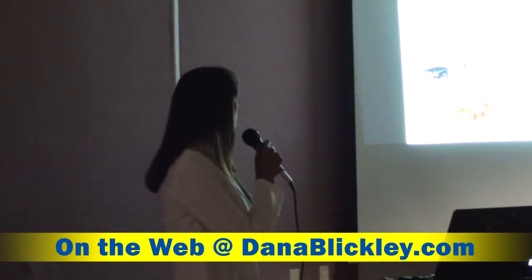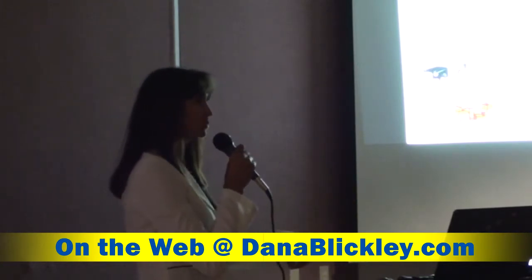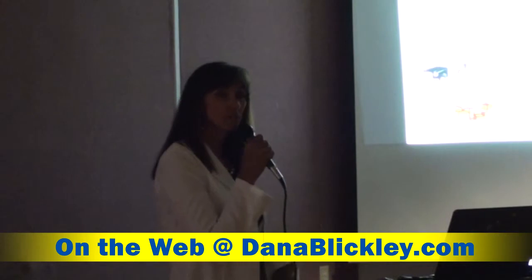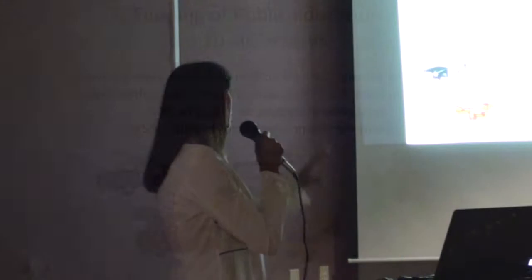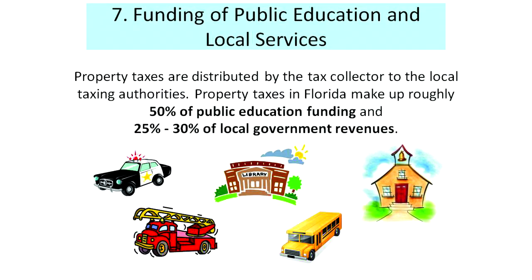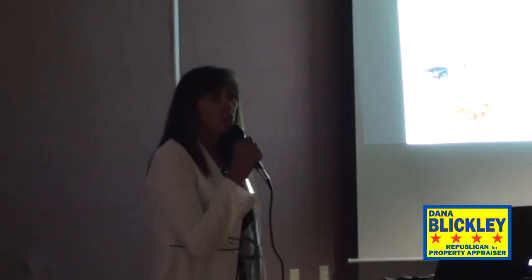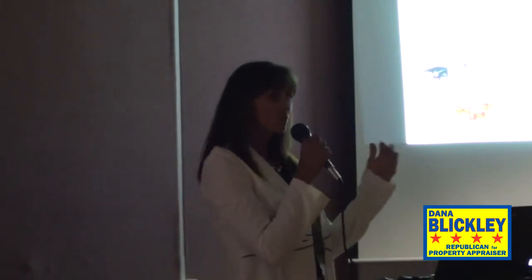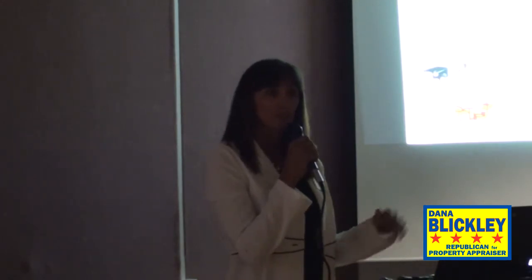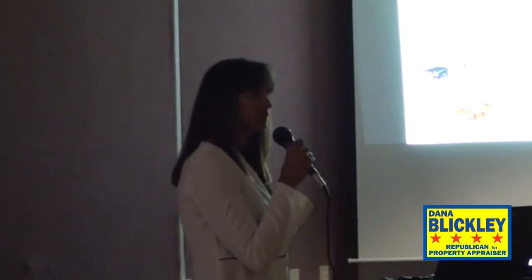Funding of public education and local services. After the tax collector collects all of the taxes, or within the process actually, distributions are made to all of the different taxing authorities that you see on your bill, and that's the tax collector's responsibility. So once it's all said and done, the distribution of those funds basically is about 50% for public education funding and 30% for local government revenues. If you notice on your trim notice, if you pay attention to your tax rates, you'll notice that about 50% of your total millage rate is dedicated to public education. So that's pretty commensurate with what you'll see in just about every county.